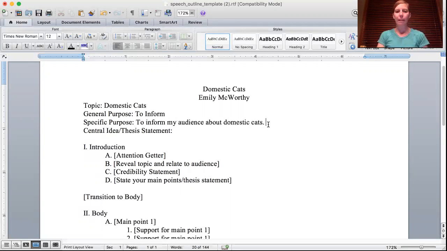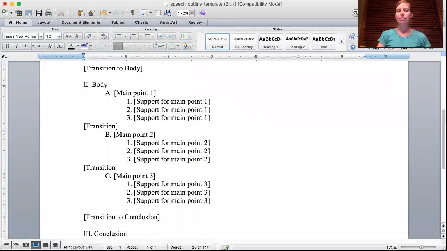We have the general purpose, a reference to the audience, and then a little bit more specific on our topic. Now, before we get into the central idea or thesis statement, which is really a one-sentence summary of our main points, we need to talk about determining main points and organizing main points. So we're going to come down here to the body of the speech. We'll just take a look at this.